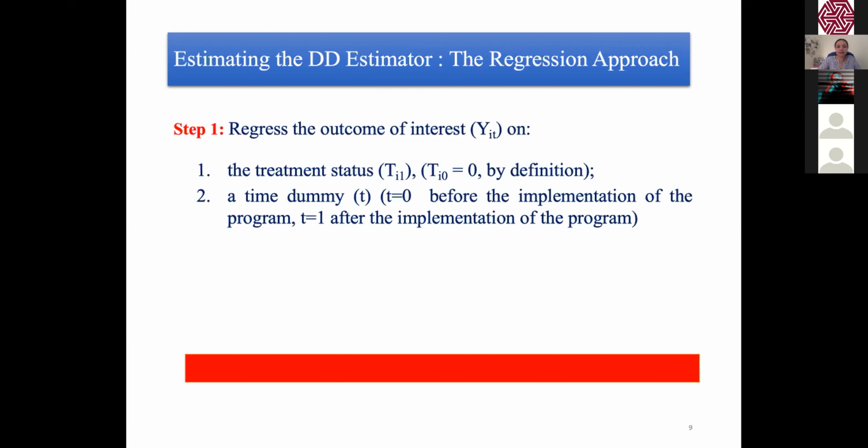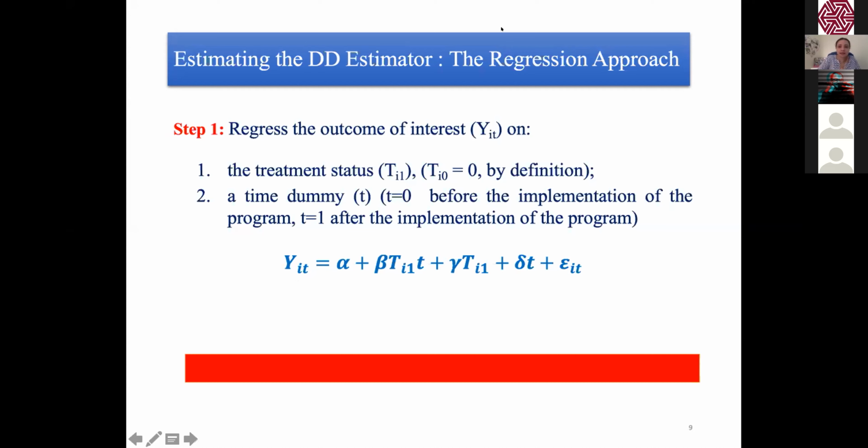We will also include a time dummy. This time dummy will equal 0 before the implementation of the program, so in our case before 2015, and 1 after the implementation of the program, after 2015. So we can write our regression as Y_it equals alpha, a constant term, plus beta multiplied by the interaction between the treatment status and the time dummy variable, plus gamma T_i plus delta T. So we include the treatment dummy variable, we include the time dummy variable, and we include the interaction between both.